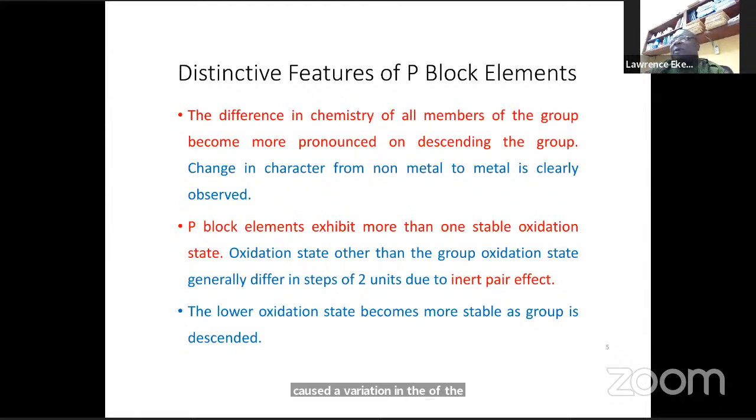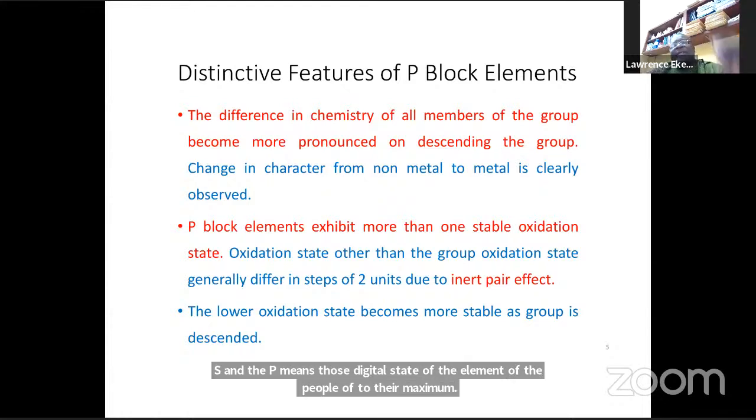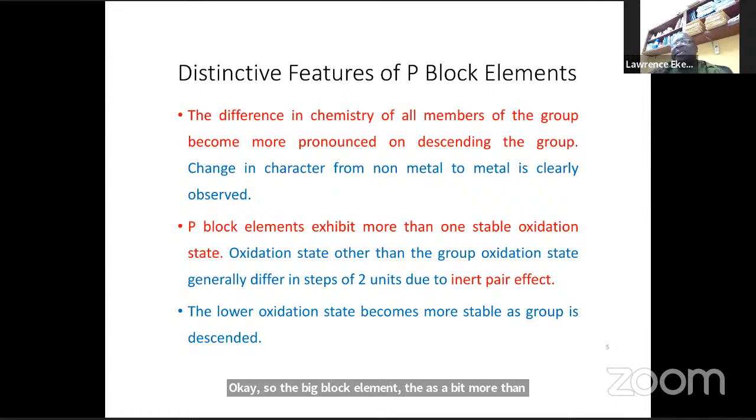The oxidation state of the P block element is maximum when it is equal to the number of valence electrons, that is, the sum of the S and the P electrons makes the oxidation state of the element in the P block maximum. The P block elements exhibit more than one oxidation state, and they differ from each other by 2 units due to the inert pair effect. The oxidation states differ from one another in steps of 2 units as a result of the inert pair effect.